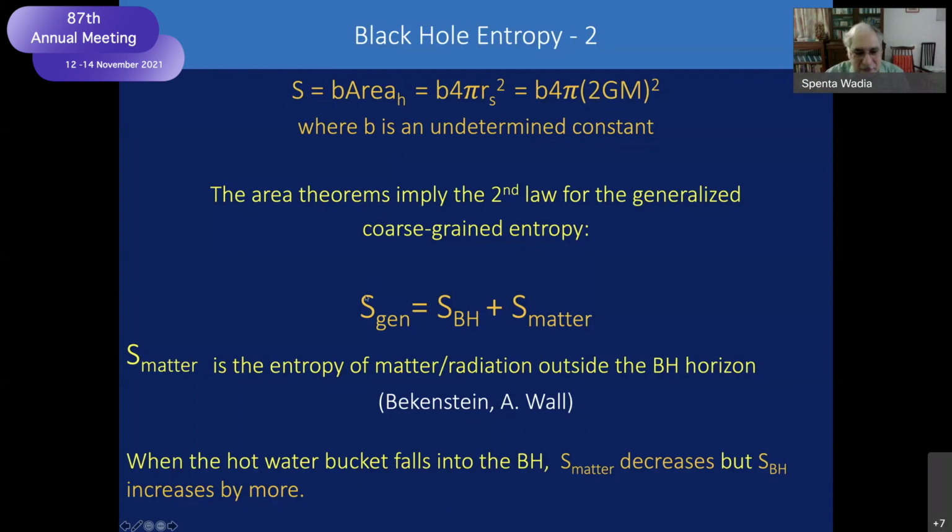In the generalized entropy, you have to talk about the entropy of the black hole, but also all the stuff that is outside it. So it's a total entropy which satisfies the second law of thermodynamics. This is called the generalized entropy, a central player of our talk, and I'll come back to it later. The second law of thermodynamics for this generalized entropy was actually proved very recently by Aron Wall. So when the hot water bucket falls into the black hole, the matter entropy decreases, but the entropy of the black hole increases, and by more, to satisfy the second law of thermodynamics.